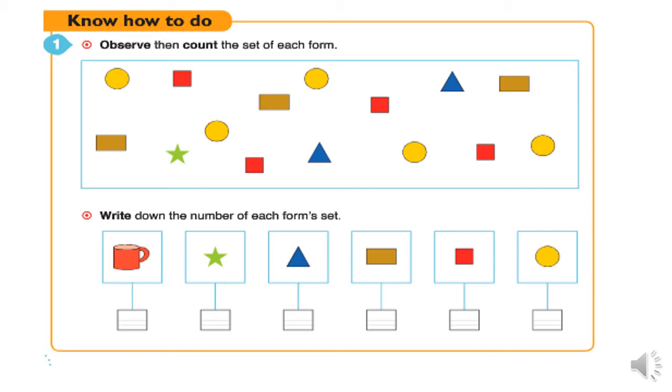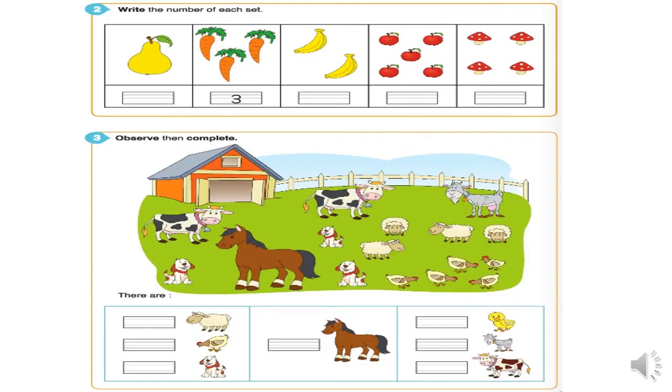And finally we have the yellow circle. How many yellow circles do we have? Let's count them. 1, 2, 3, 4 and 5. So we write under it number 5. Now let's go to number 2.